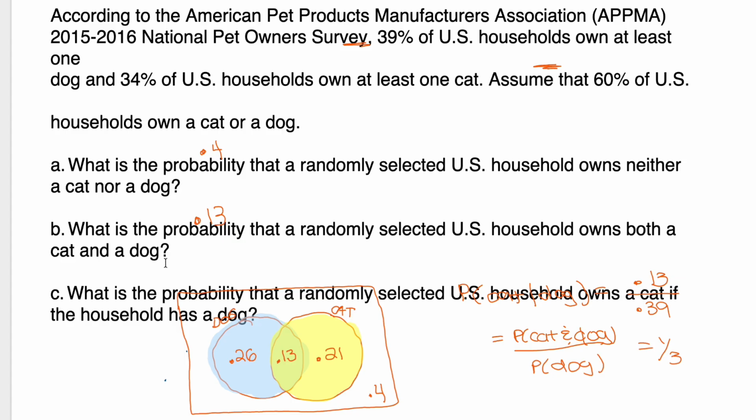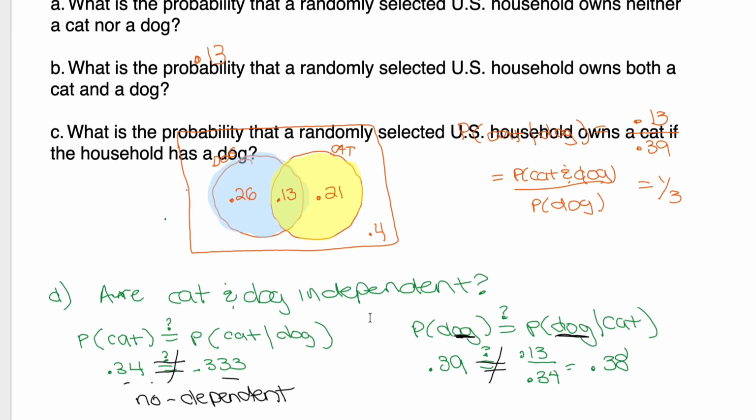get 0.13. Part C, what is the probability that a randomly selected U.S. household owns a cat if the household has a dog? So you're going to use the probability of cat given dog. So 0.13 divided by 0.39, you will get 1 over 3. So that's the answer for part C.